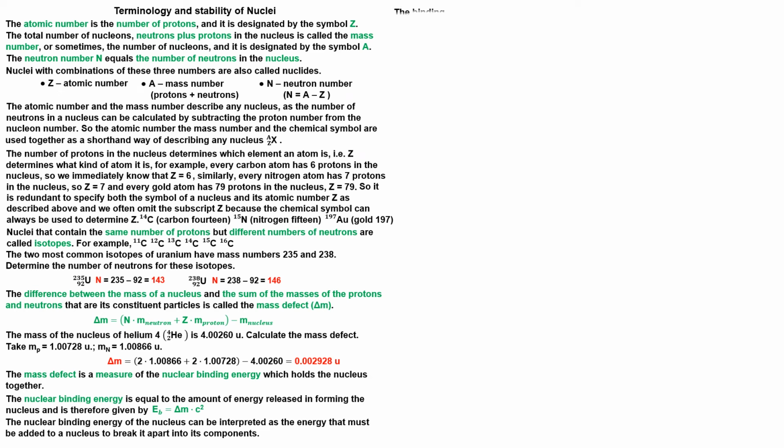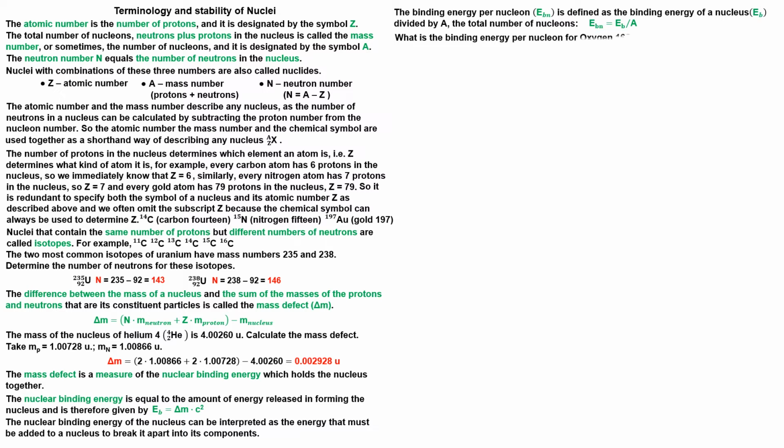The binding energy per nucleon is defined as the total binding energy of a nucleus divided by A, the total number of nucleons. We can think of binding energy per nucleon as the average energy per nucleon needed to separate a nucleus into its individual nucleons. Let's see one example.